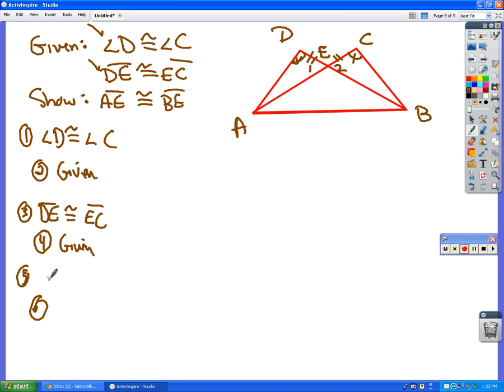So what is a missing piece of information that you can get from the diagram that was not given to us to start with? Angle 1 and angle 2. Okay, angle 1 is congruent to angle 2. How do you know that? They're vertical angles.